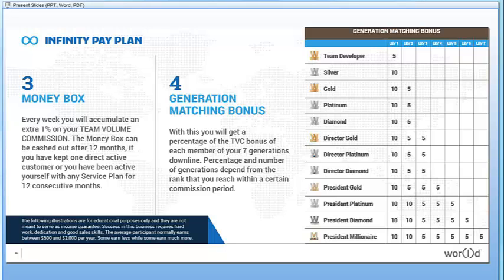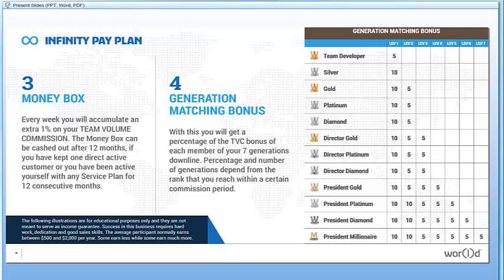Generation matching bonus: you will get a percentage of the total volume commission bonus of each member of 7 generations downline. The percentage and number of generations depend on the rank that you reach within a certain commission period. Naturally, certain commissions are paid daily, certain commissions are paid weekly, and certain commissions are paid monthly. So this rank pertains to when the month is ending.